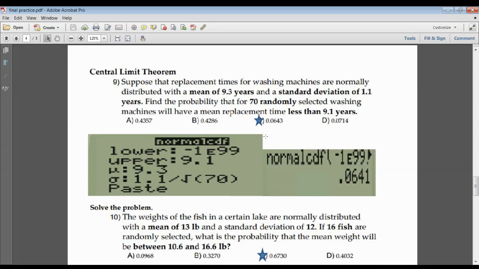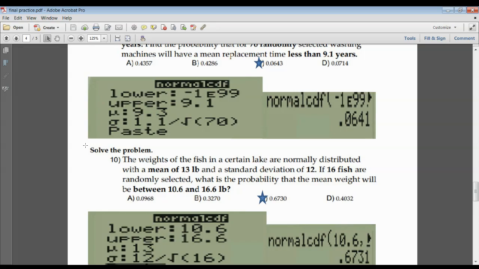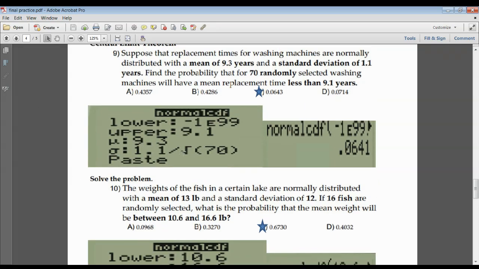All right, central limit theorem. Here the standard deviation changes. It's the original standard deviation divided by the square root of how many items you're talking about. Here we know the mean, 9.3, standard deviation 1.1, and we're asked to find the probability that for 70, not 1, but 70 selected washing machines. So there's my n value, 70. Everything is the same. My lower limit, less than, means I'm going all the way to the left, to negative E99. I'm stopping at 9.1. The mean stays exactly the same, 9.3. The standard deviation now becomes the original standard deviation, 1.1, divided by the square root of how many washing machines you're talking about.